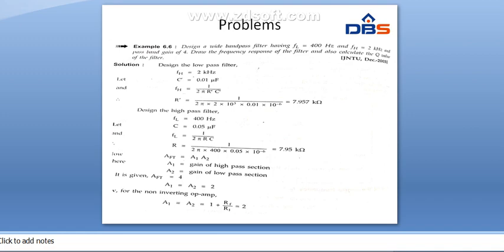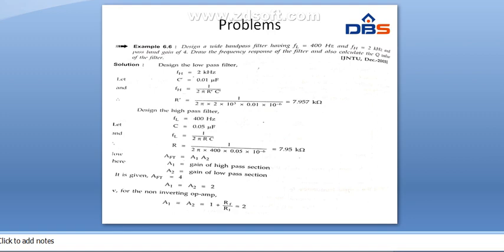See here how to design a band pass filter. See this problem. Design a wide band pass filter having FL is 400 Hz and FH is 2 kHz and passband gain of 4. Draw the frequency response of the filter and also calculate the quality factor of the filter. So how to design the band pass filter? Band pass filter consists of low pass filter and high pass filter. We know how to design the low pass filter and we know how to design the high pass filter.